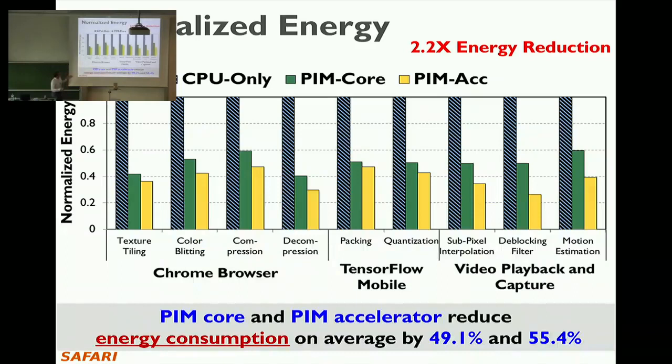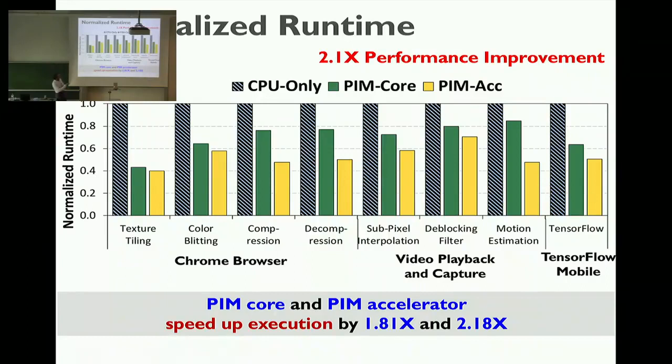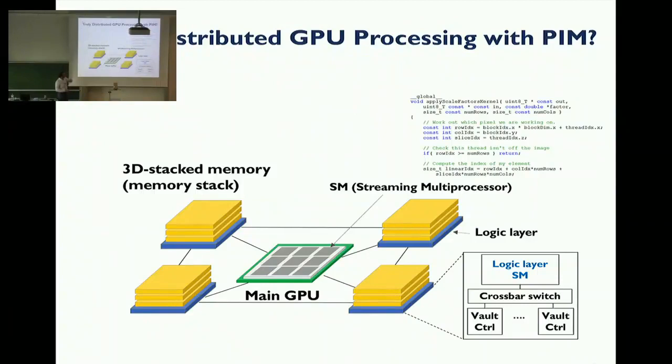You can see that there are similar functions that exist in the browser, like compression and decompression, which are more general than the browser, of course. Similar functions exist in video playback and capture engines. And if you put these functions in a logic layer, you get significant energy reduction. And that's true for performance improvement also. You get about 2x performance improvement. Again, I gave you a brief overview, but if you're really interested, you can take a look at the paper for more detail.